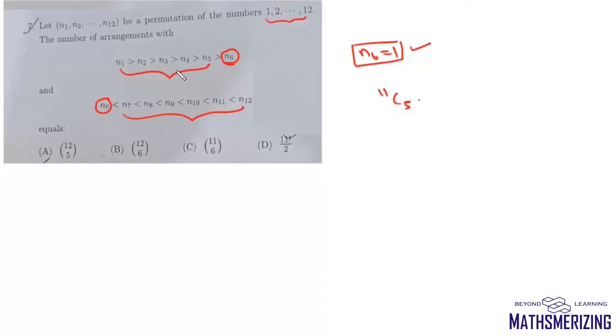And since we are arranging them in ascending or descending order, that means they can be arranged in only one way. So total number of arrangements will be simply 11C5, or nCn minus r, which is 11C6, and that's your option C.